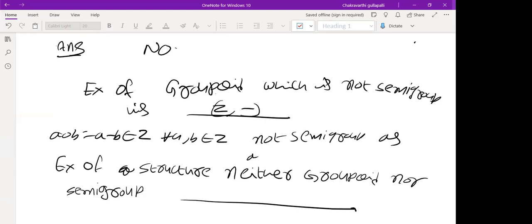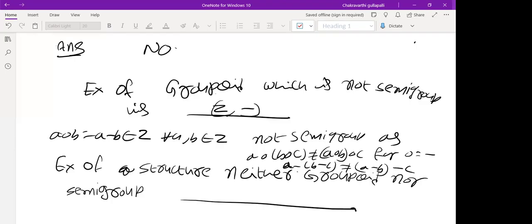Associativity: A circle B circle C is not equal to A circle B circle C for minus. Because A minus B minus C is not equal to A minus B minus C, they are not equal. In place of circle, if I put minus, LHS will not be equal to RHS. One side gives A minus B minus C, the other side gives A minus B plus C. So it is an example of a groupoid which is not a semi-group.